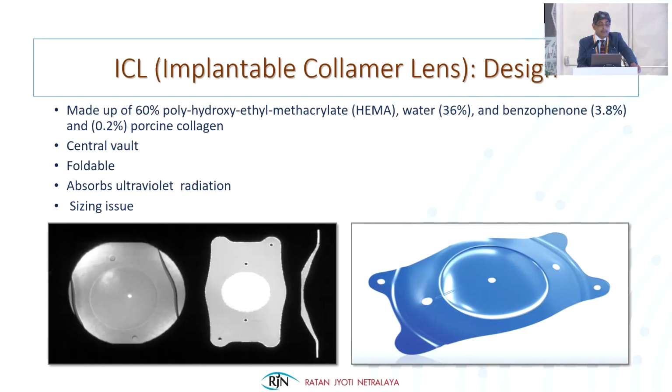Coming to the design, there are certain specific things which are special to these lenses. It has a central vault. Central vault means, as you can see below, there is a hump or a convexity which is predetermined and pre-placed in the lens. So the lens comes like this and it remains like this.